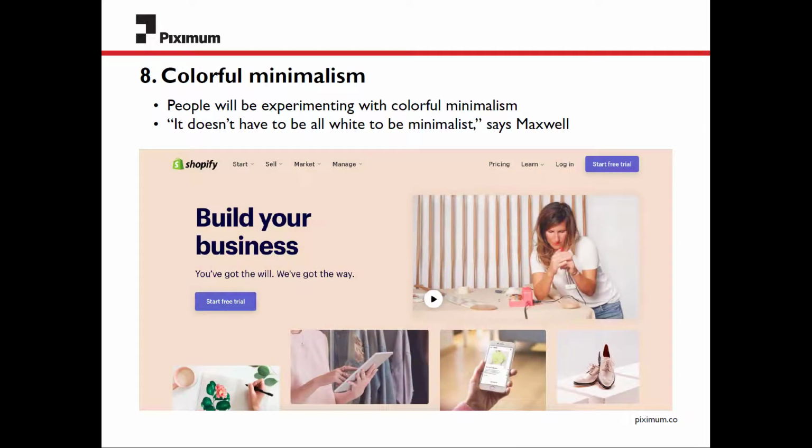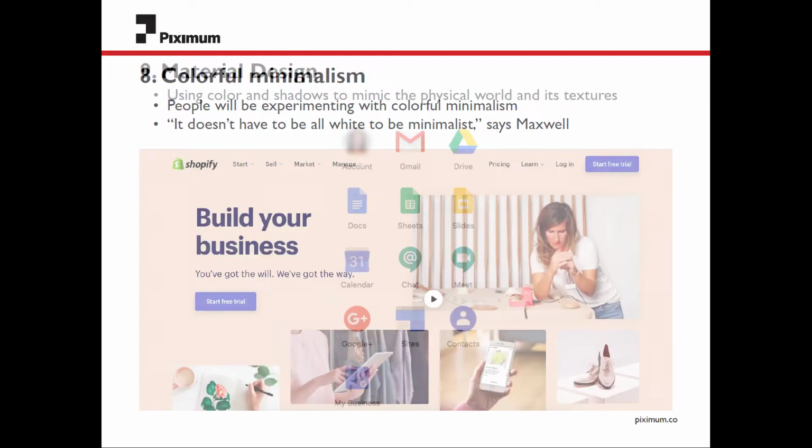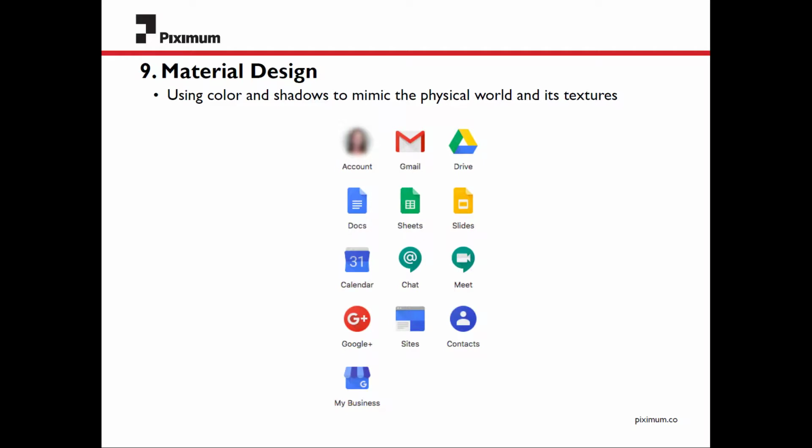Number 7 is colorful minimalism. Minimalism is typically associated with a lot of white space. There is a saying that it doesn't have to be all white to be minimalist. People will be experimenting with colorful minimalism more and more. Eighth thing is material design. Next to minimalism, the trend in web and screen design today is also material design. Material design is related to using color and shadows to mimic the physical world and its textures. The shadows on the Gmail envelope and the calendar are especially good examples of material design. It is very subtle, but goes a long way in making the icons look three-dimensional.